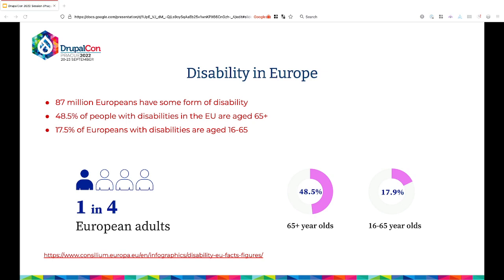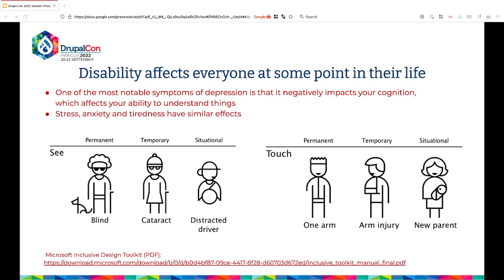Just looking at disability in Europe, it's growing all the time. About 1 in 4 European adults have a disability, and half of those with a disability are aged over 65, and that number especially is just going to grow because we have an aging population. Disability will affect us all at some point in our lives, be it temporary or situational.